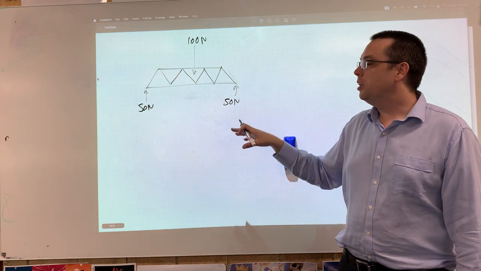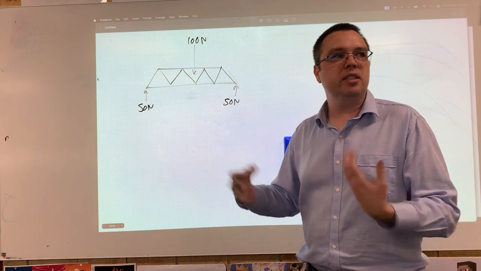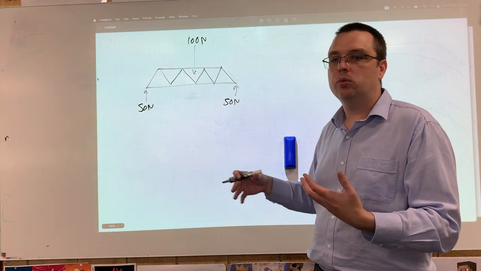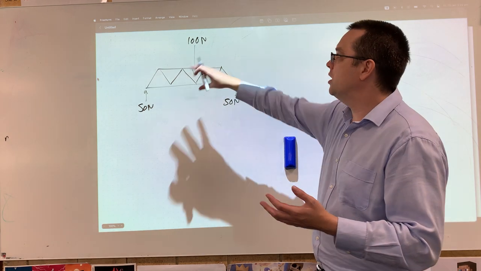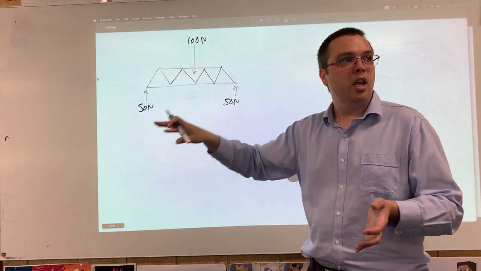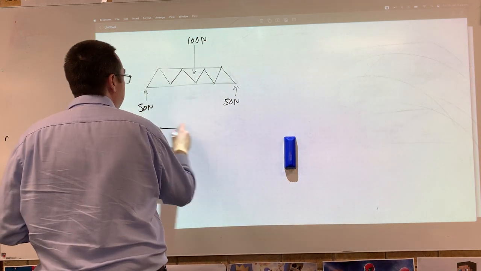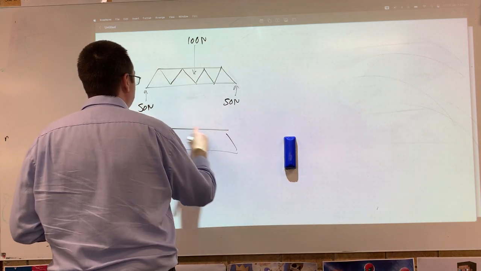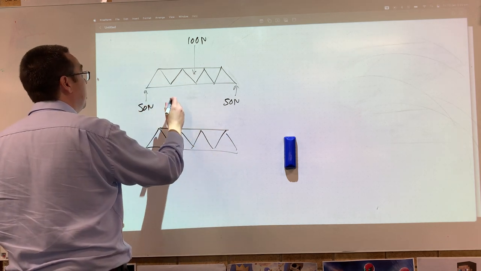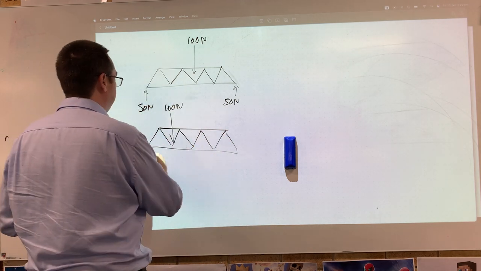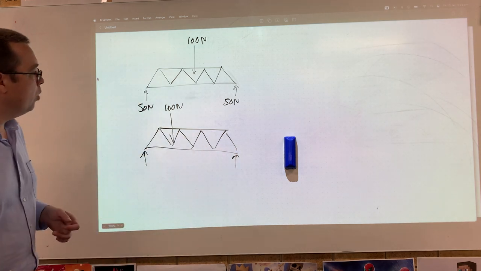Now, what can be different, though, is let's say there was an additional mass being applied here. For some reason, the mass of the object was uneven, and it wasn't distributed equally. In that case, I had the same truss, but now I applied the 100 newtons here. Well, what have we got here?